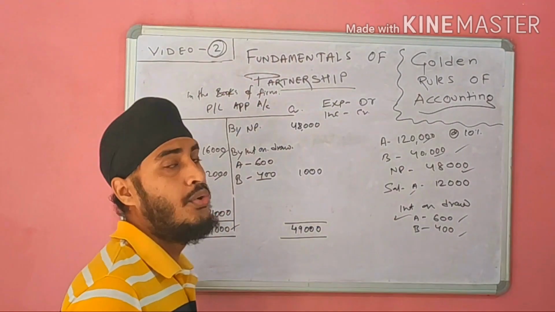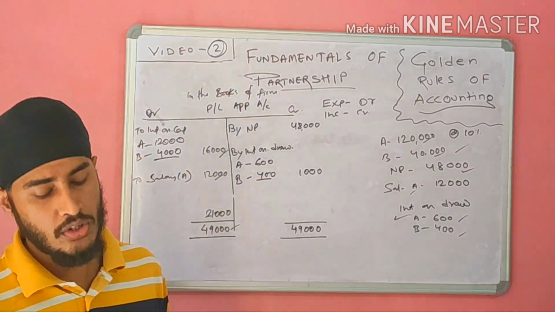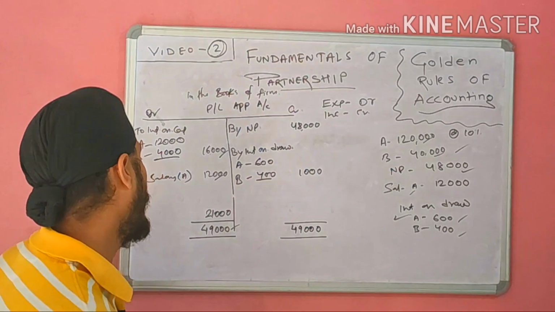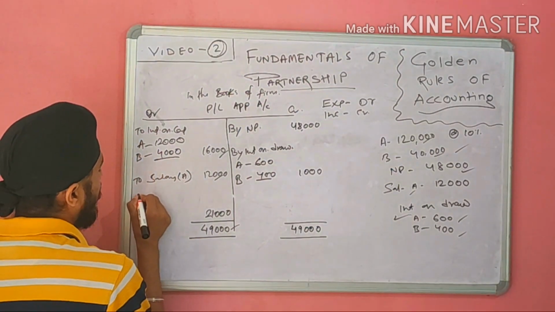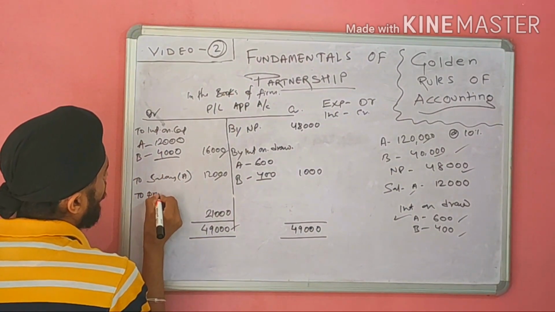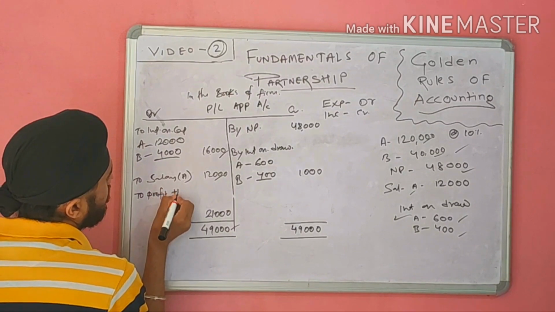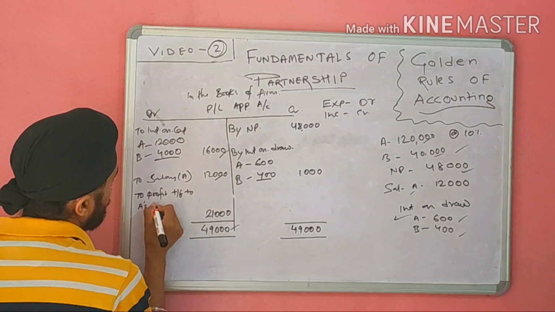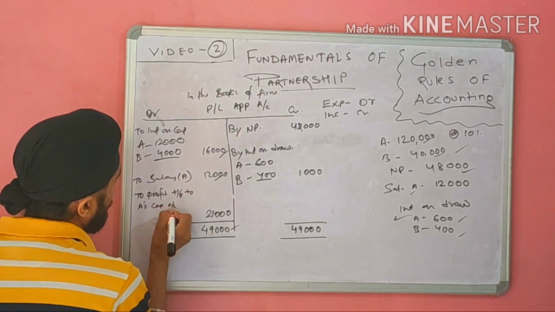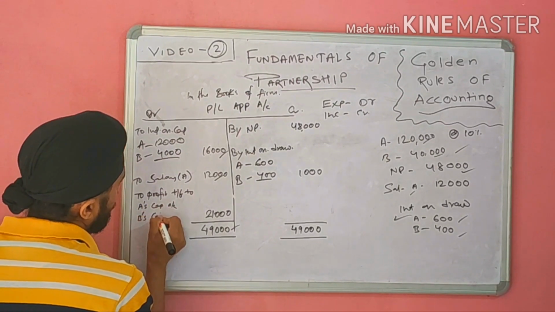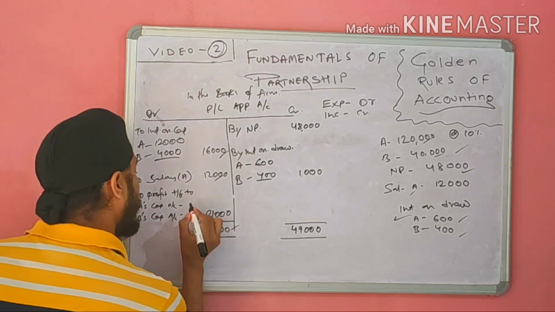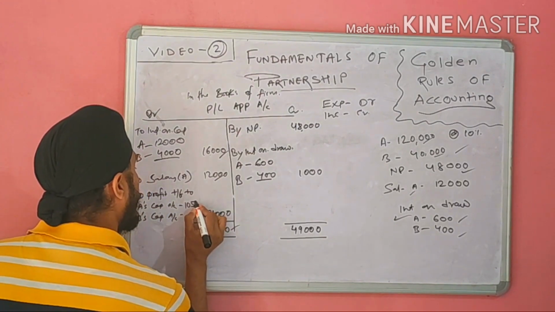Now this 21,000 will be distributed among the partners in the agreed ratio. Since in this question no ratio is given, please remember when in question the ratio is not given, we take the ratio equal. So it will be divided among the partners equally. You write to profit transferred to A capital account, to B's capital account. So what is the half of 21,000? 10,500 each.